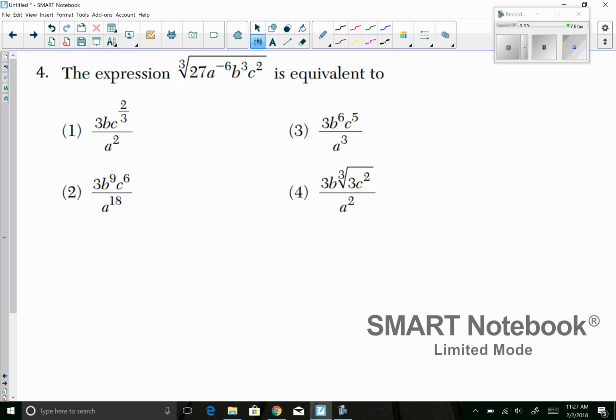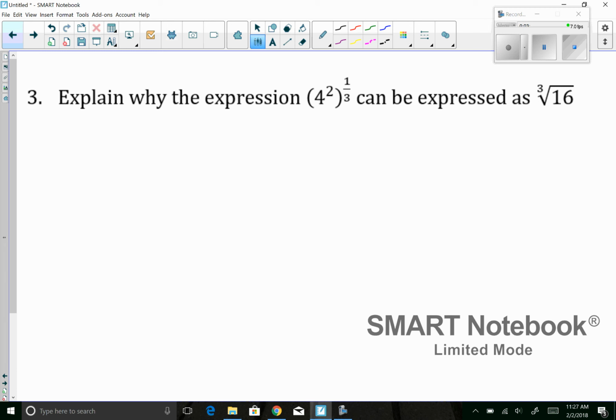All right, so let's move on here then to number 3. For number 3, I have this expression, and it says, explain why this can be expressed as the cube root of 16. So the first thing I would do here would be to change 4 squared to 16. I know that 4 squared is equal to 16. So I can say this is 16 to the 1/3 power. Then I know that's equivalent to the 3rd root of 16 because of the rule of exponent over root.